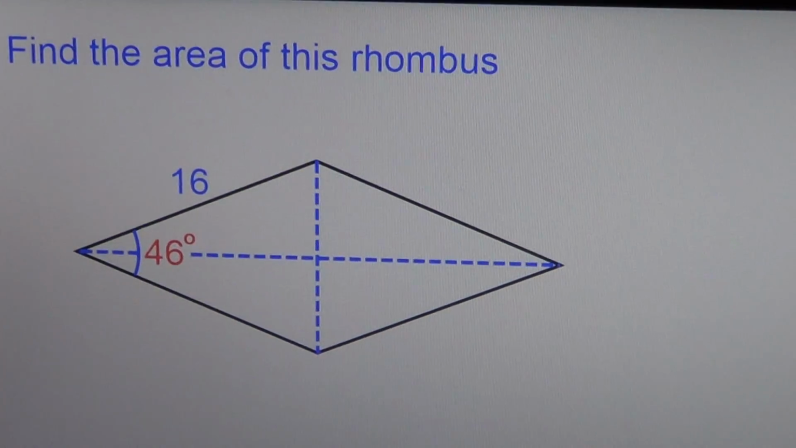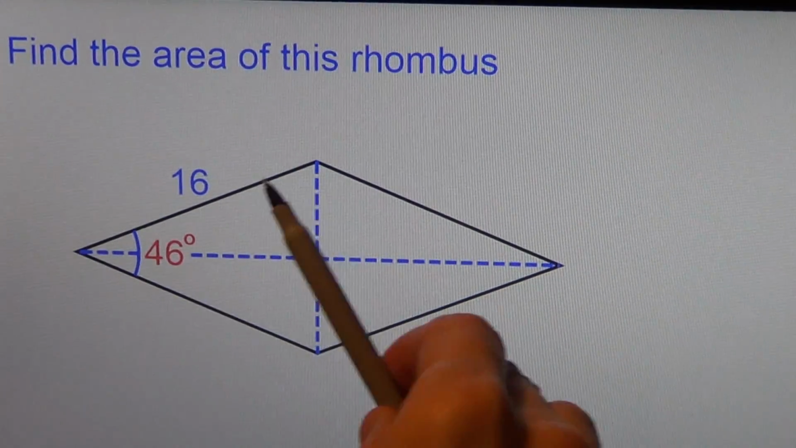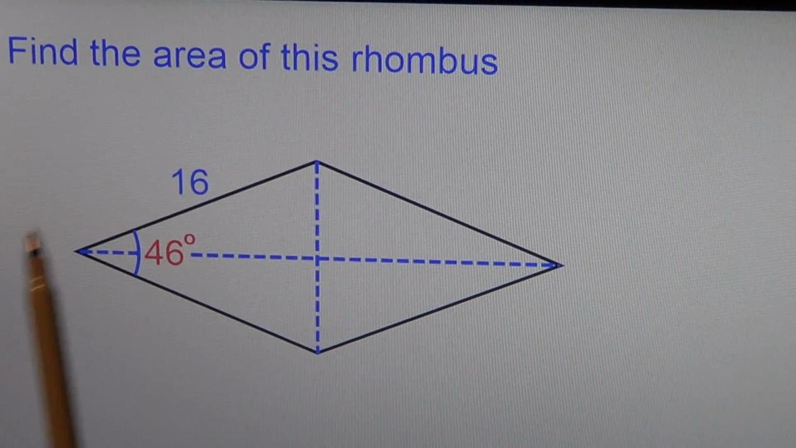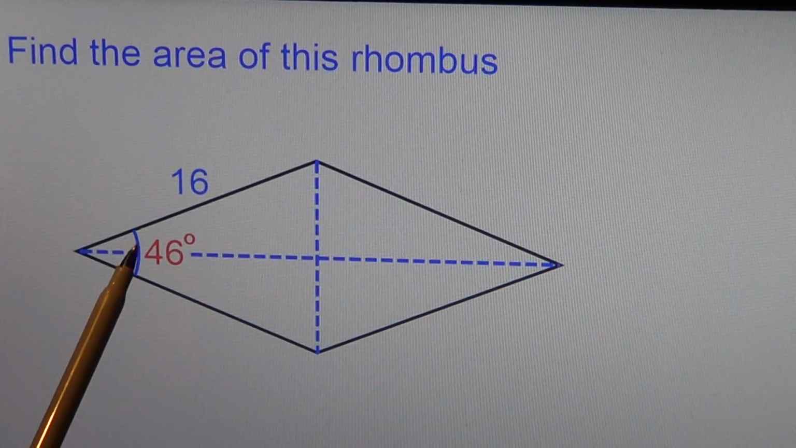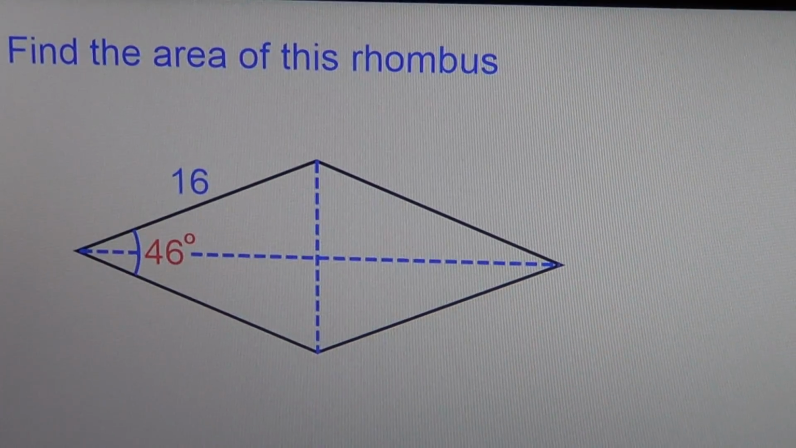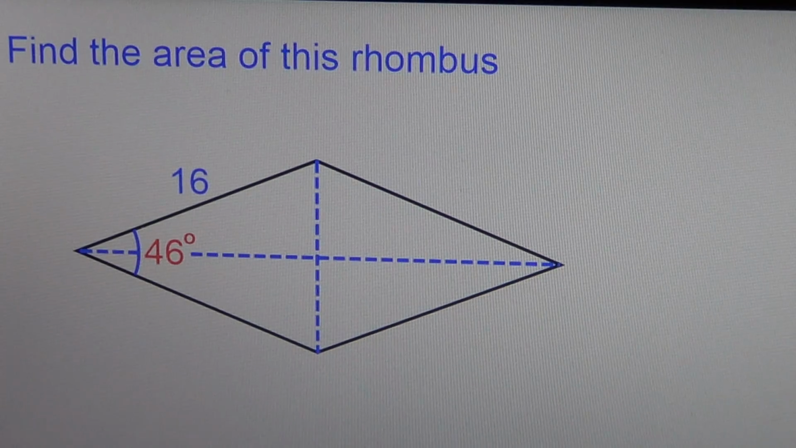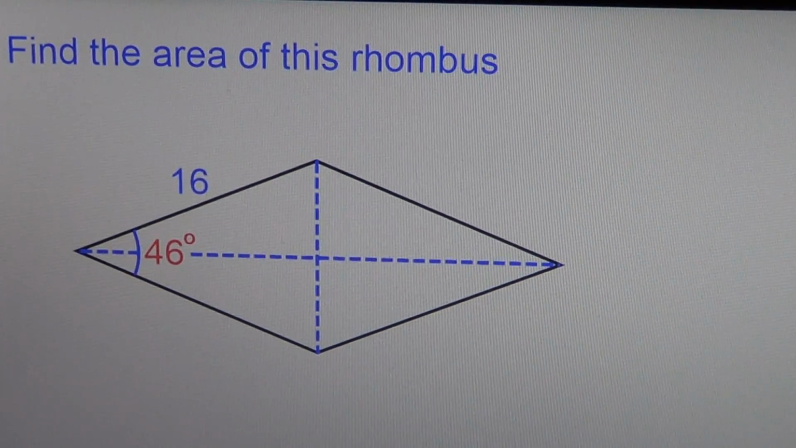All righty, here we go. This side of the rhombus is 16 now. We know a rhombus has all sides equal, so all sides are 16. 46 degrees is the whole angle here. Okay, pause, try to solve. This one's tougher. Don't round early. Okay, take a couple minutes and solve it. I'm going to give you time to pause, then I'll do this problem.